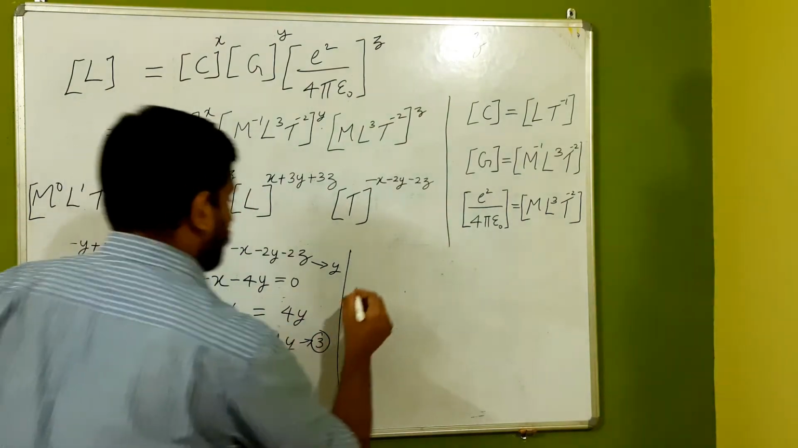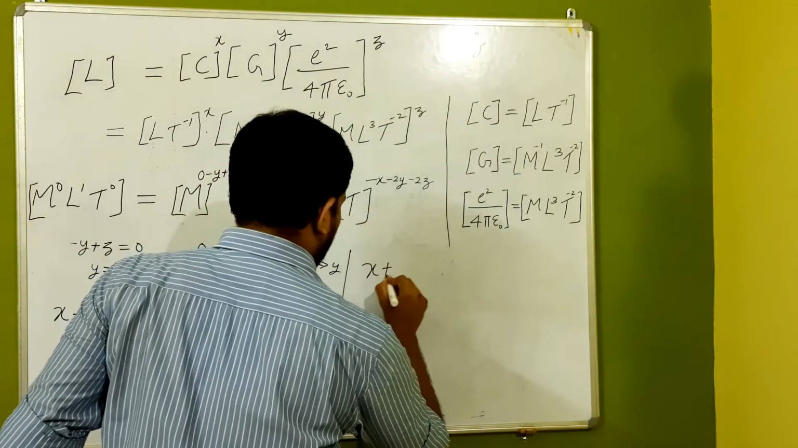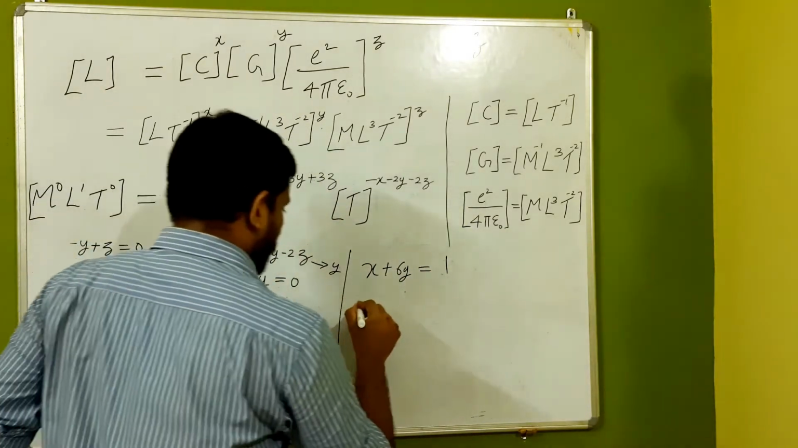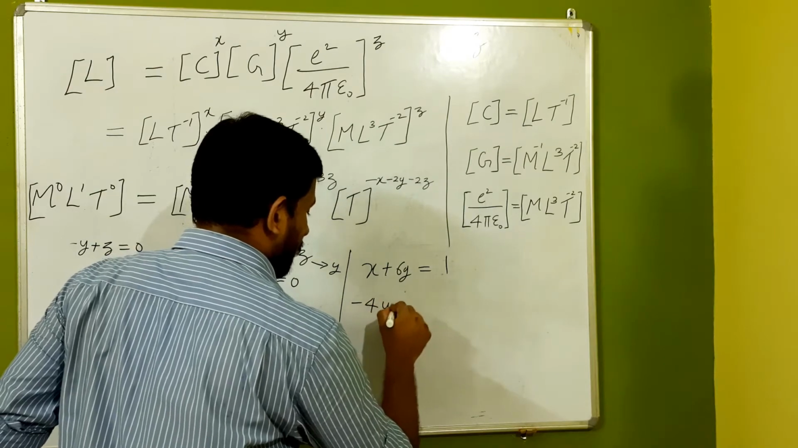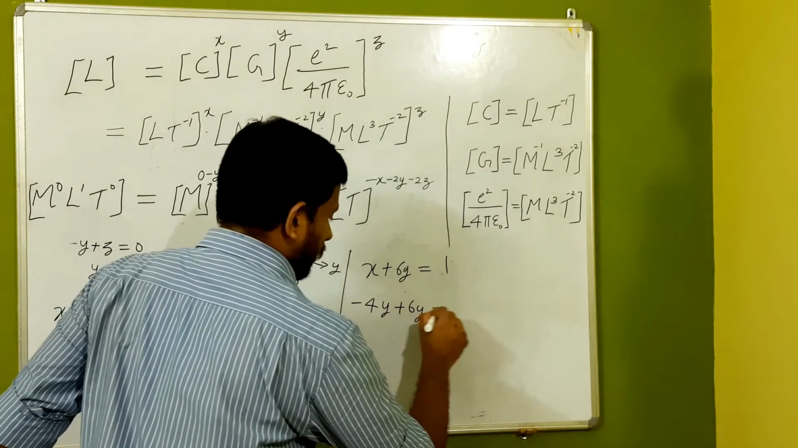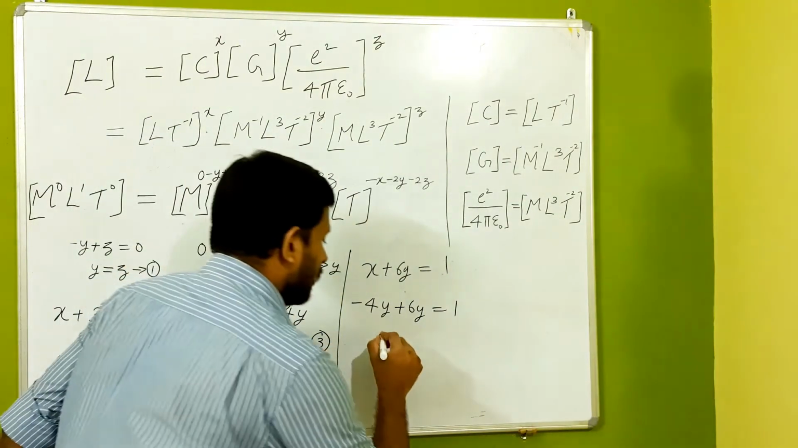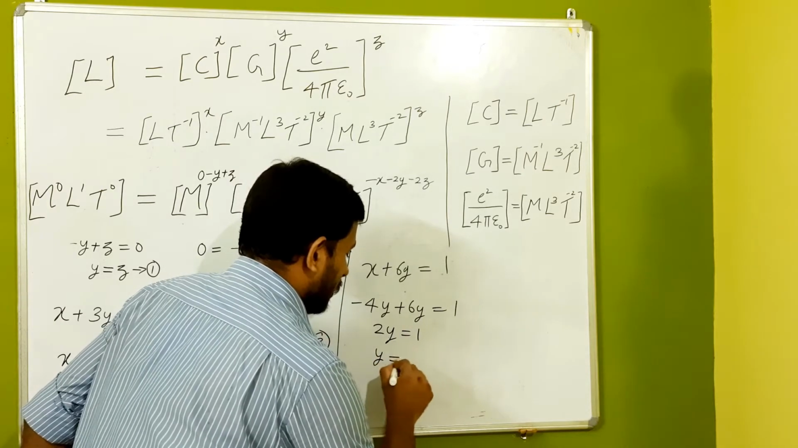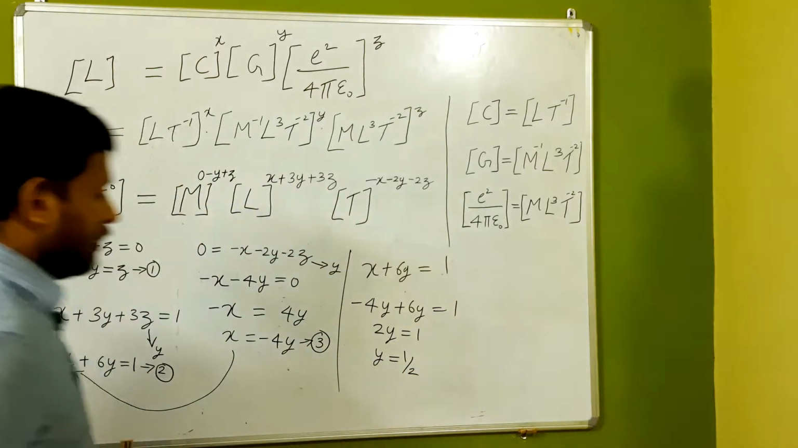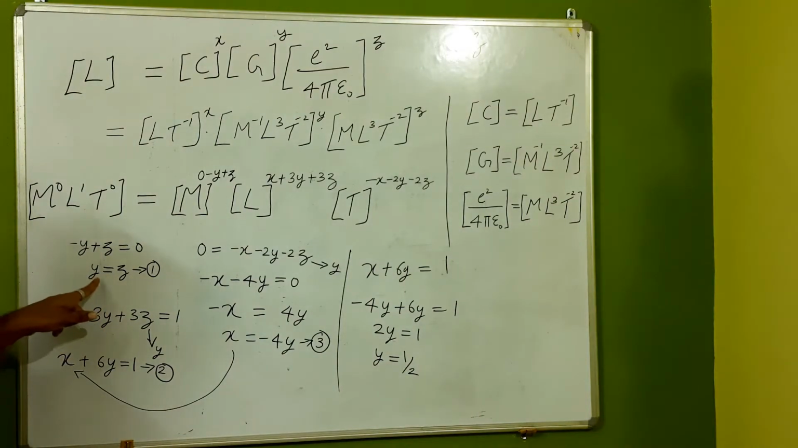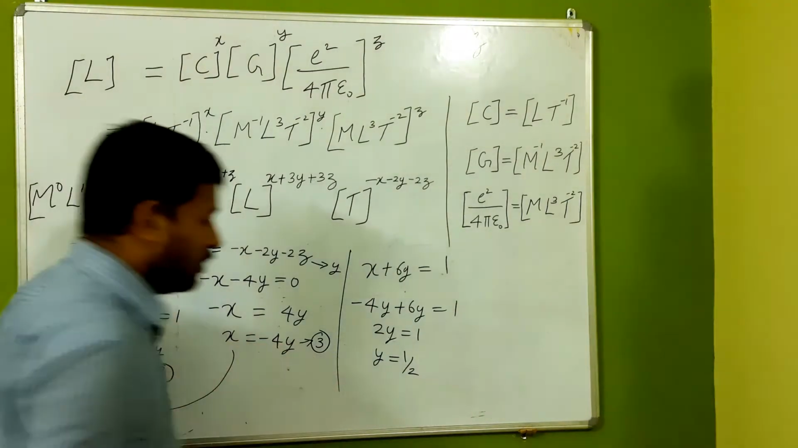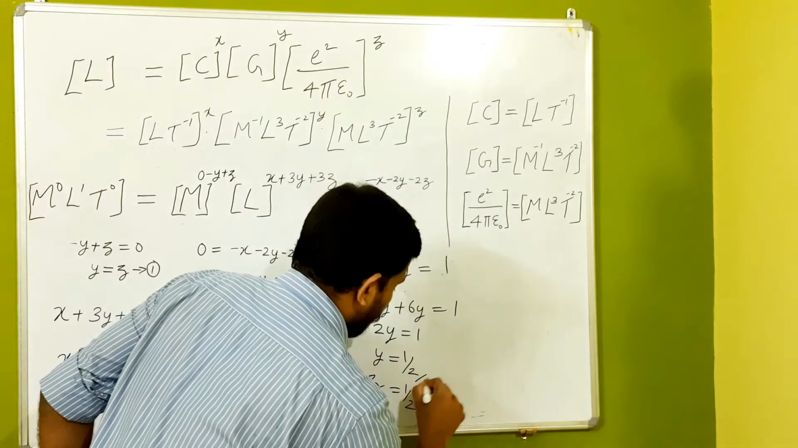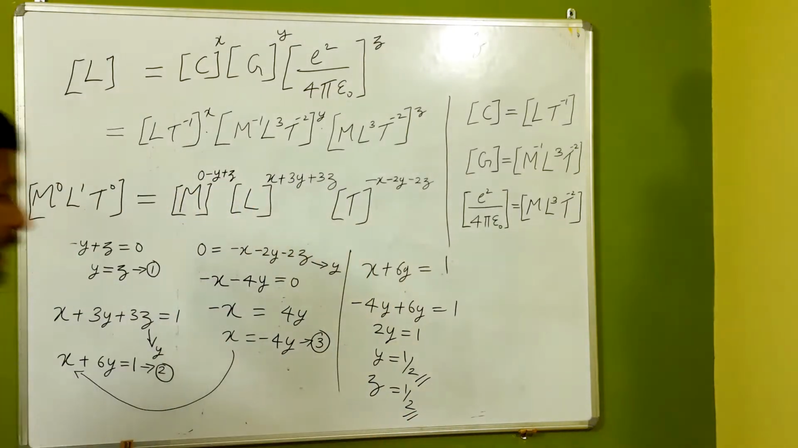Therefore, x plus 6y is equal to 1, that is the first equation, becomes minus 4y plus 6y is equal to 1, and this becomes 2y is equal to 1, or y is equal to 1 by 2. And from this first equation we know that y is equal to z. Therefore, z is also equal to 1 by 2. So we get the value of y and the value of z.